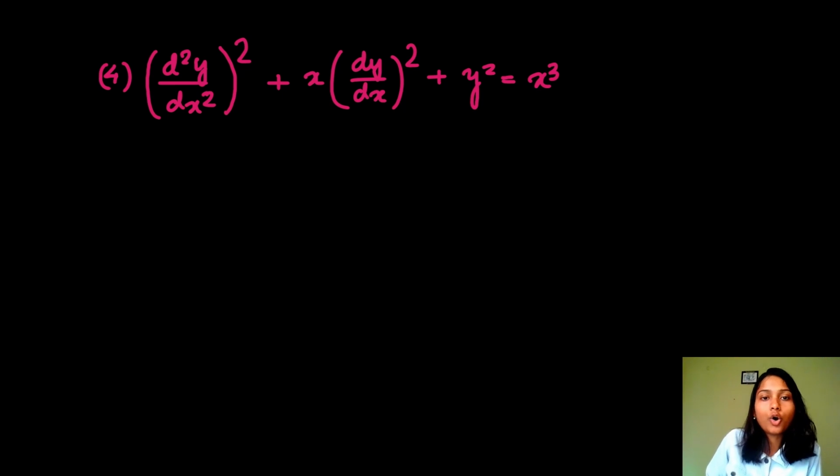Here the order, the highest order derivative, is 2. For degree, it is free from radicals, free from fractions, and is expressed as a polynomial, and the highest order derivative has power 2, therefore order 2 and degree 2, and as the degree is greater than 1, this one is non-linear.